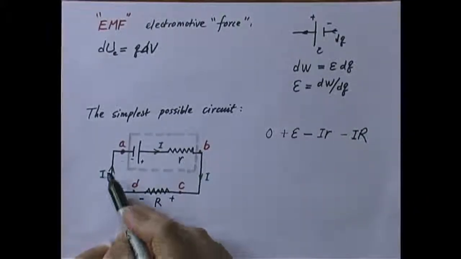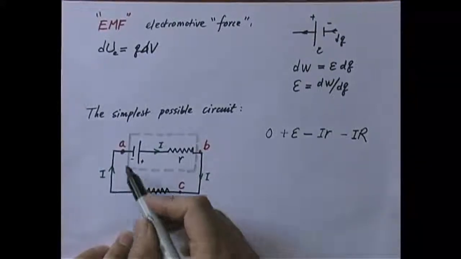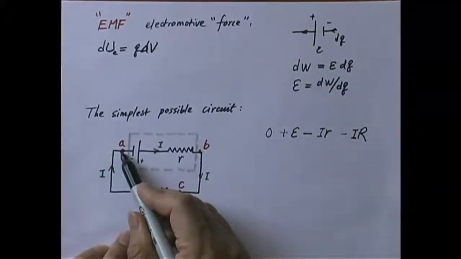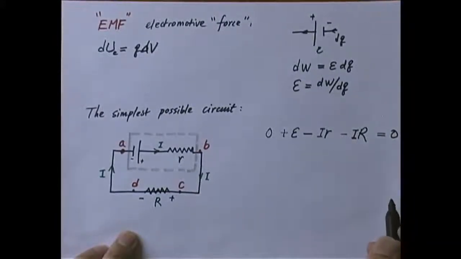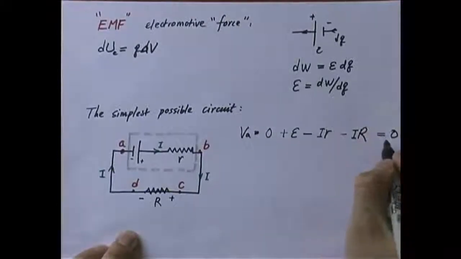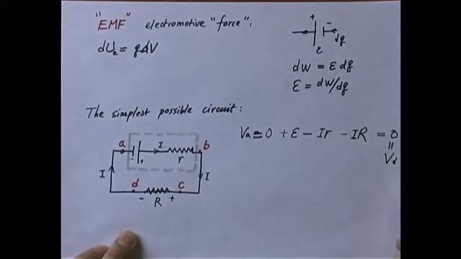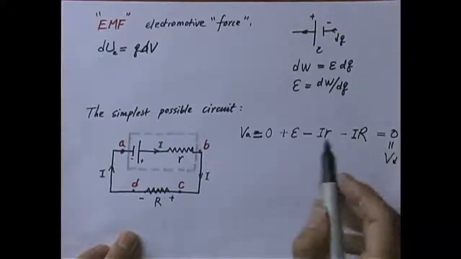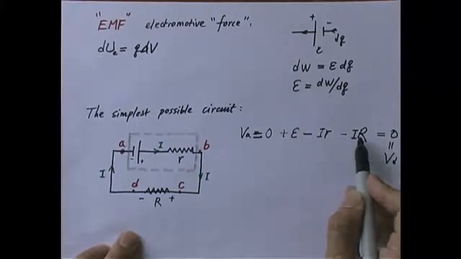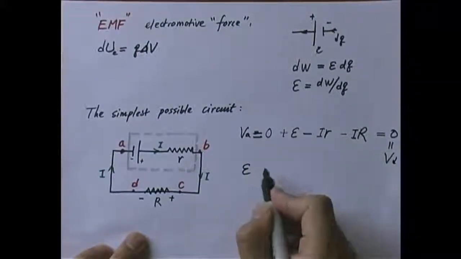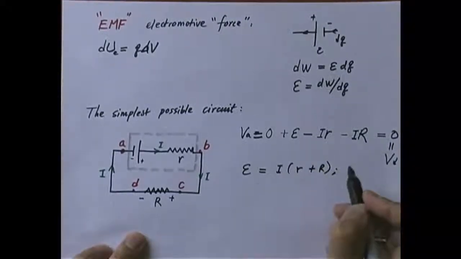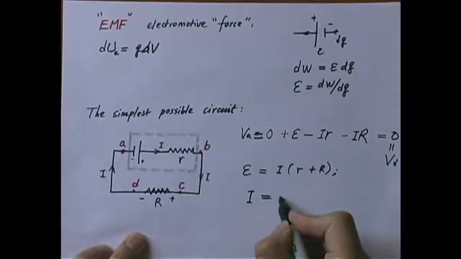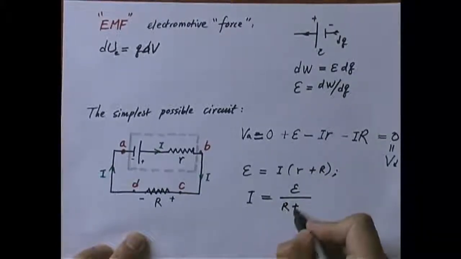Now, point D and point A have the exact same potential. What was the potential at point A? It was called 0, so this is also 0. That's the potential at point D. So really this is VA, VA equals 0, and that is VD, and they're the same. So it tells us that epsilon minus I r minus I big R equals 0. Therefore epsilon equals I times small r plus big R. In other words, the current in the circuit is epsilon divided by big R plus small r.